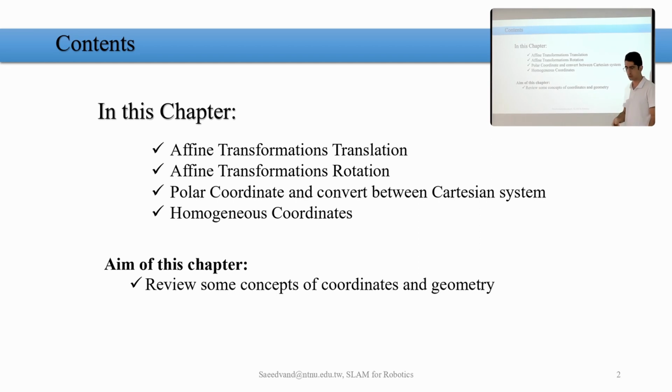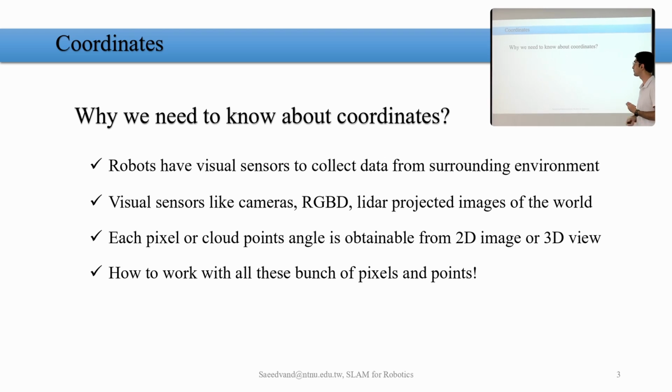Today we are going to talk first about the affine transformation and translation. By default, all of you know these, but we will see how it works. We will talk about both translation and rotation. Then we will talk about the polar coordinate system and how we can convert Cartesian to polar and vice versa, polar to Cartesian, and what the benefits are. Also, we will talk about homogeneous coordinates. Basically, in this chapter you're supposed to know how to work with these systems.